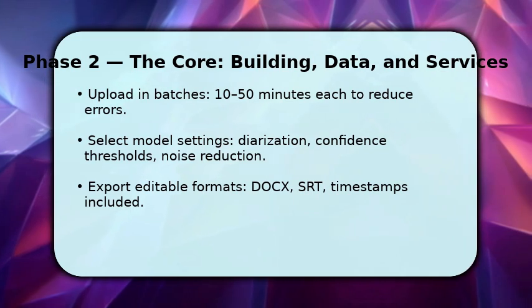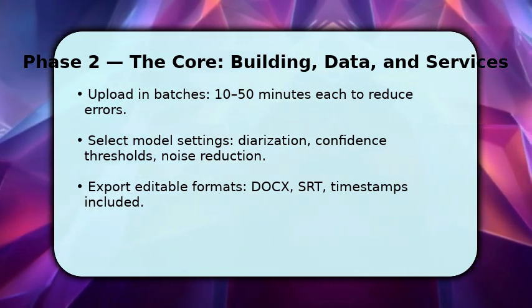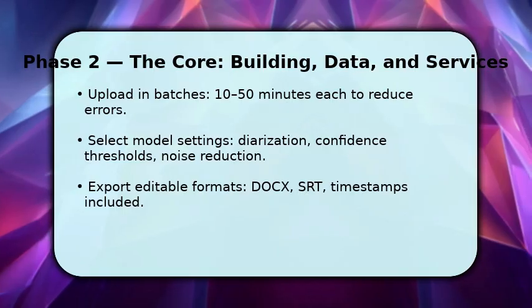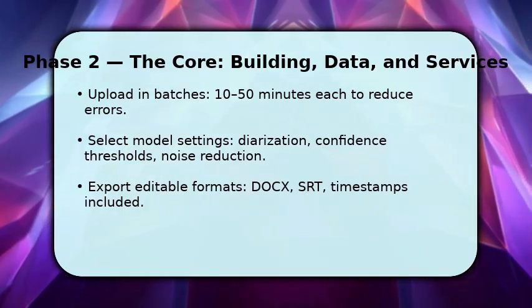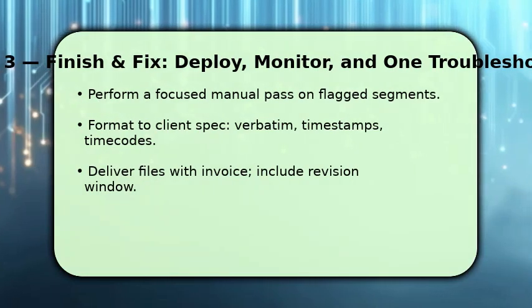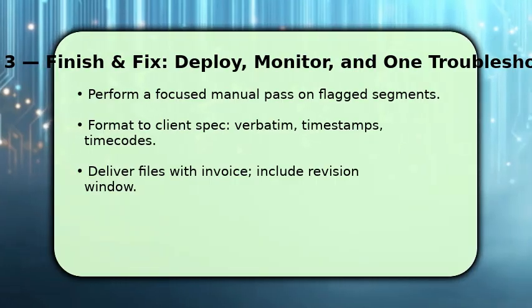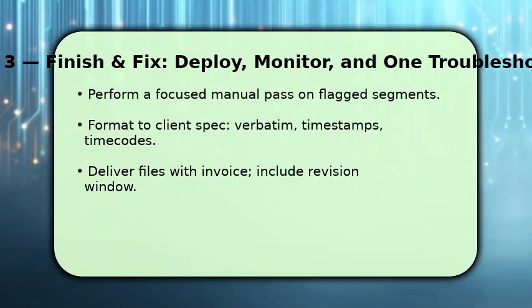After that, scan for common errors, proper nouns and acronyms, and mark segments needing manual review before finalizing. You finish by doing a targeted manual pass. Play flagged low-confidence snippets at 1.25x to 1.5x speed, correct speaker breaks, and fix punctuation to match the style guide.